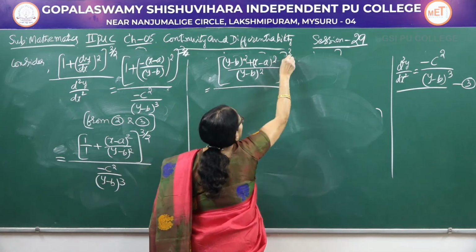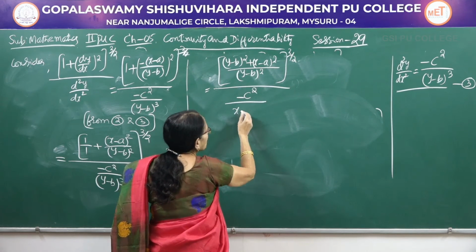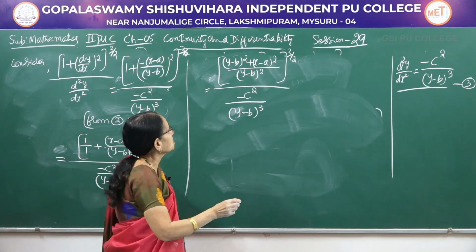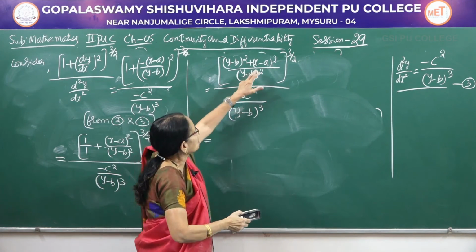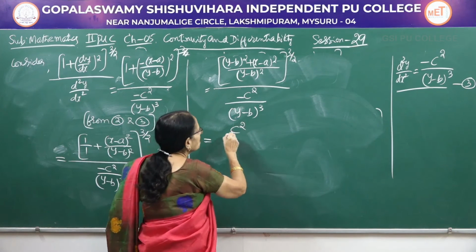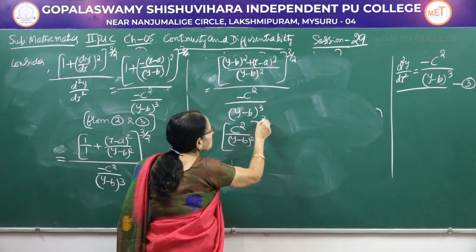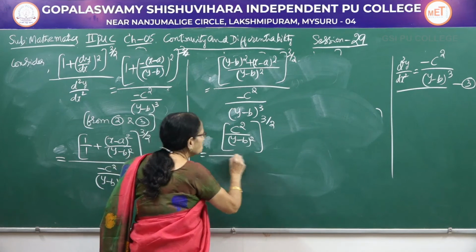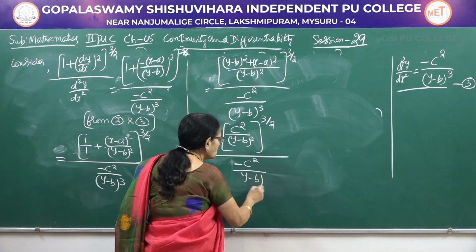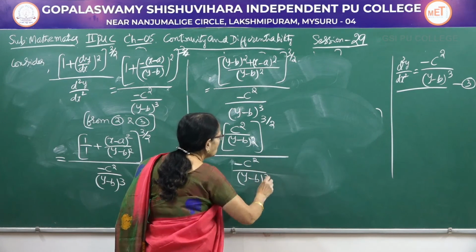Whole thing taken to the power 3 by 2 and denominator no change, minus c² over (y minus b) the whole cube. Denominator I am writing as it is. Now again look at the numerator, (x minus a) whole square plus (y minus b) whole square is nothing but c² divided by (y minus b) the whole square, whole thing taken to the power 3 by 2. That is divided by minus c² divided by (y minus b) the whole cube.